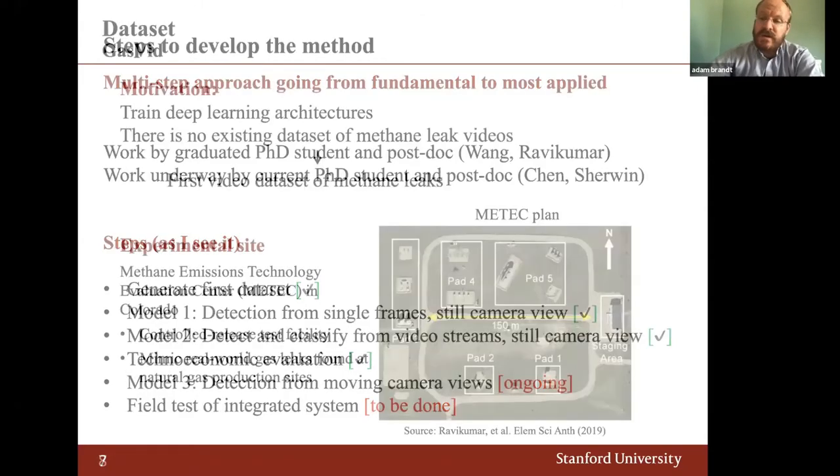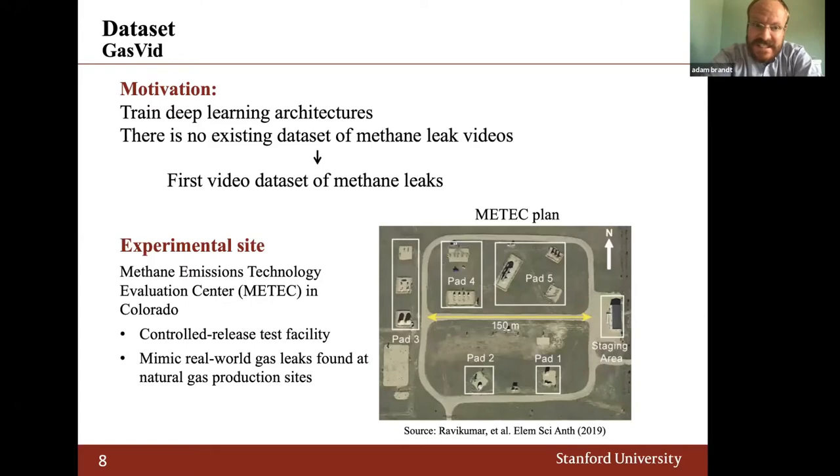Okay, so the data set. We generated a data set that we call GasVid. The idea was to generate a controlled, metered, and labeled data set with things like distance and wind and leak site. So we went to METEC. You almost certainly know about METEC. This is a controlled release facility associated with Colorado State University in Fort Collins, Colorado. It mimics real world leaks across a variety of pads.